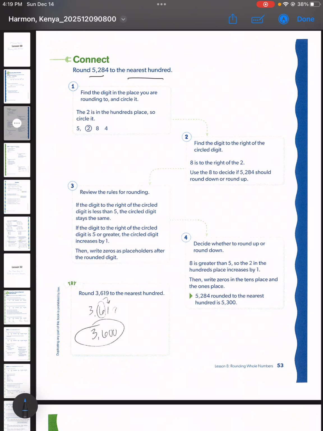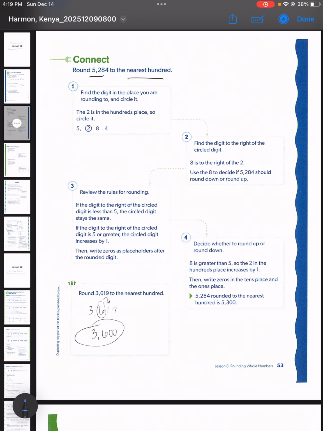the next example, which is really a connection to the first one, we're using the same number, 5,284. And now students are going to have to be really aware of their place value. So they have to be able to identify the number that's in the hundreds place and circle it. They're looking at the number that's to the right. If it's greater than 5, they round up. Less than 5, they round down.